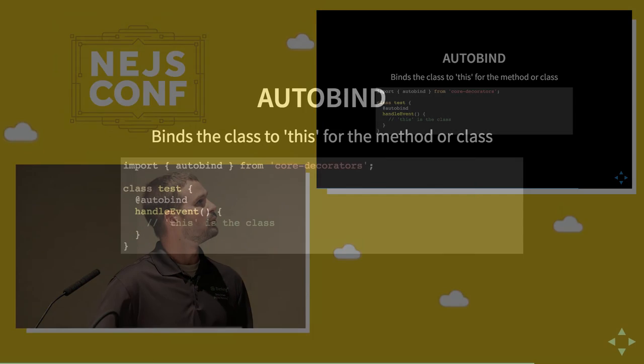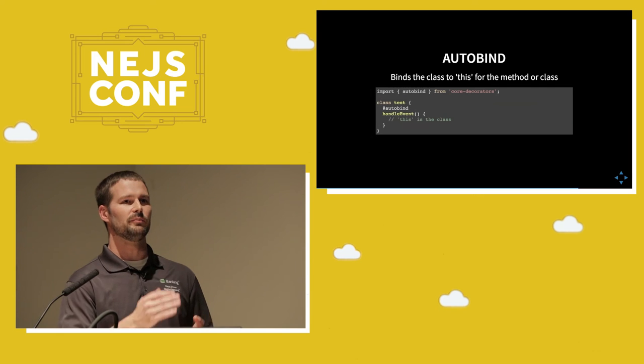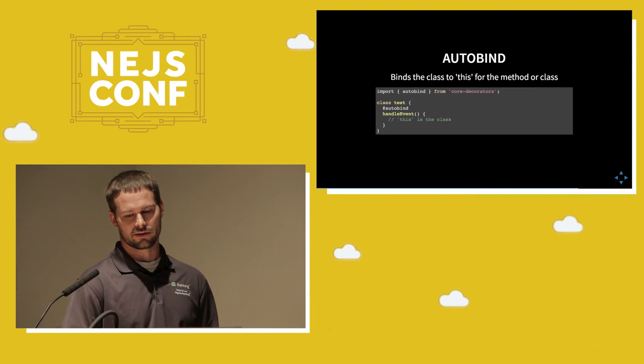Some of the ones that are really nice that we use: AutoBind. All this does is bind the context of the class to this for the methods that you decorate. If you decorate the class, it will bind all of the methods that are in the class to that class context.